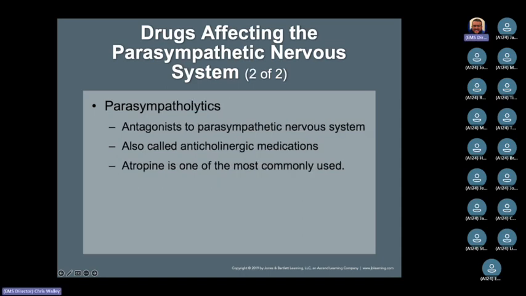All right, so antagonists to the parasympathetic nervous system. Atropine is one of the most commonly used for a parasympathetic event. These are also called anticholinergic medications, because they block two types of receptors: nicotinic and muscarinic. I may not be pronouncing that right. A muscarinic cholinergic antagonist blocks the ACh exclusively at the receptor site. A prime example again is atropine.